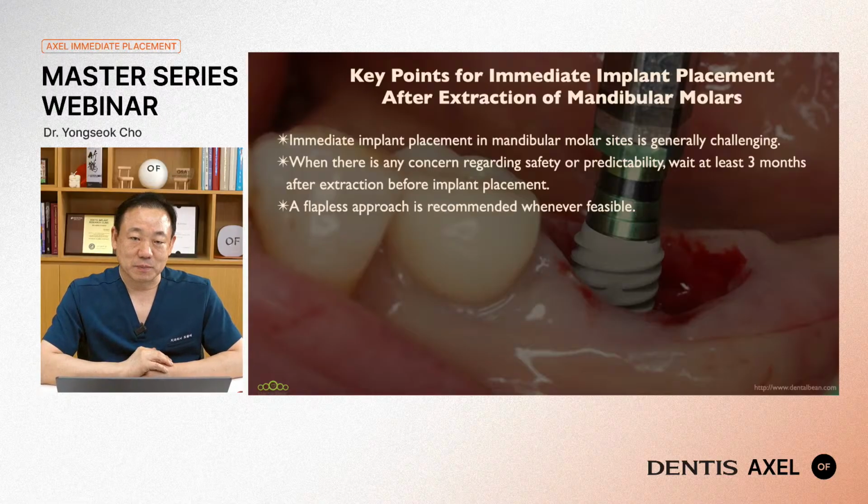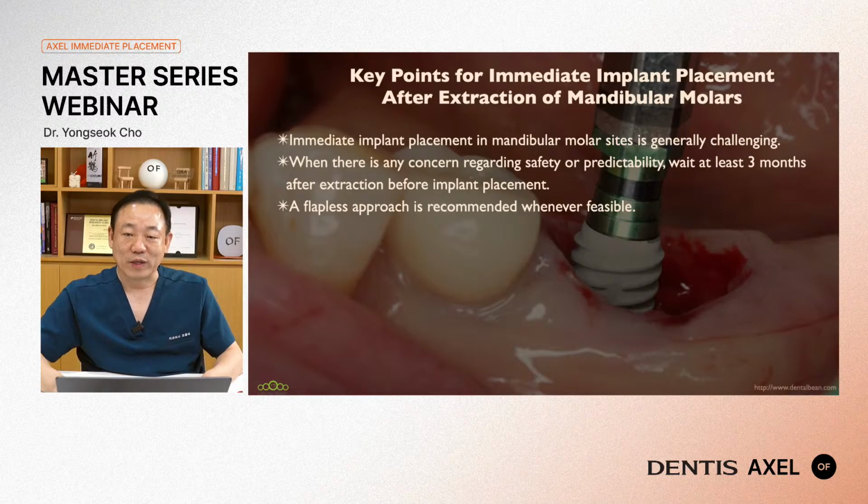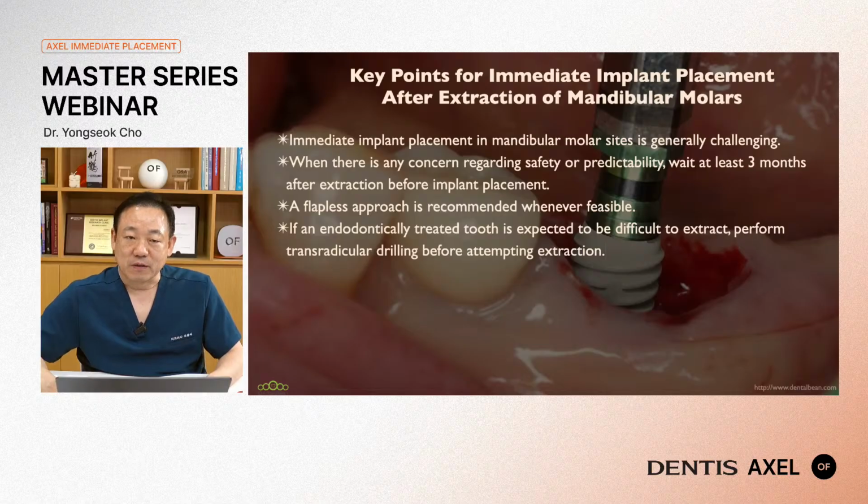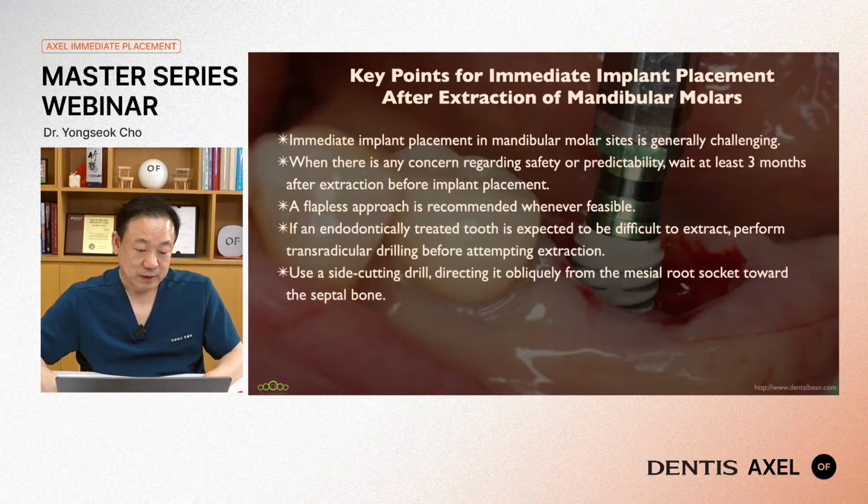A flapless approach is recommended whenever possible. If an endodontically treated tooth is expected to be difficult to extract, perform transradicular drilling before attempting extraction. Use a side cut drill, directing it obliquely from the medial root socket toward the septal bone.